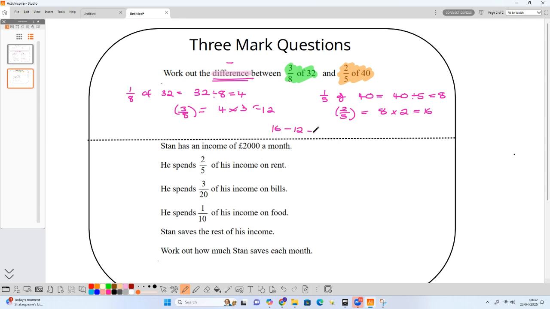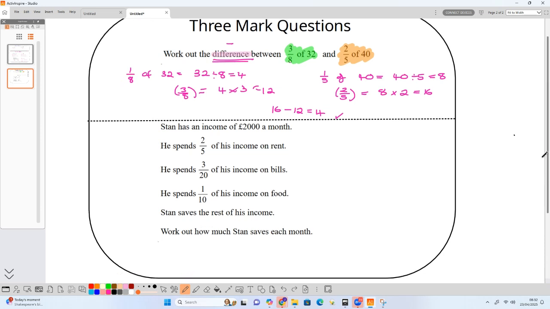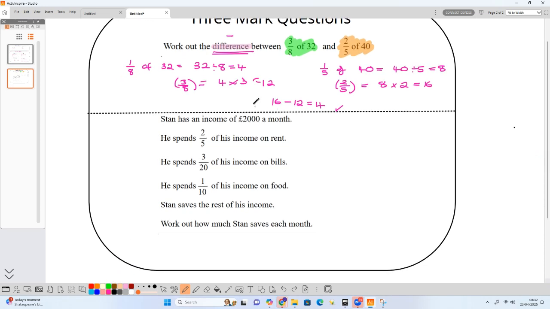Okay, finally then, this time, another worded question. Work out each component separately. Stan has an income of 2,000, 2/5 on rent, 3/20 on bills, and 1/10 on food. So work out how much that equals, and then work out what's left over. So 2/5 on rent, start by finding your 1/5 again by dividing it by 5, and then double it to find your 2/5. So £800 on rent.